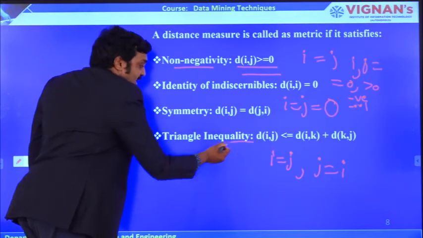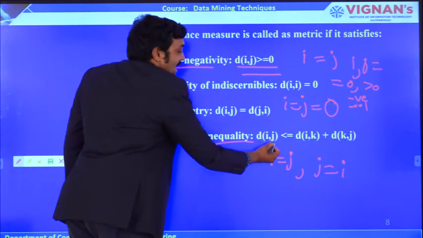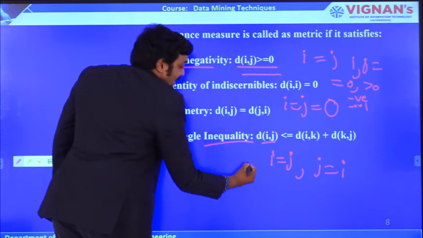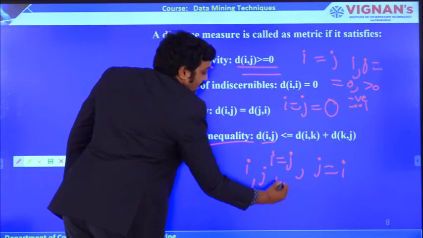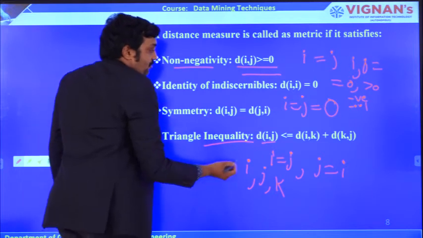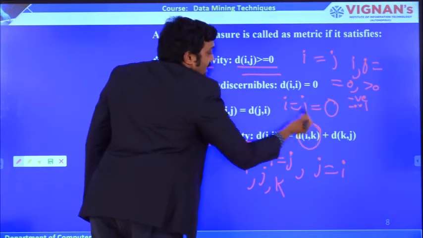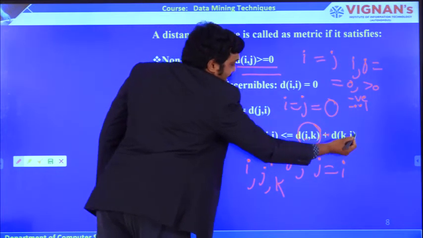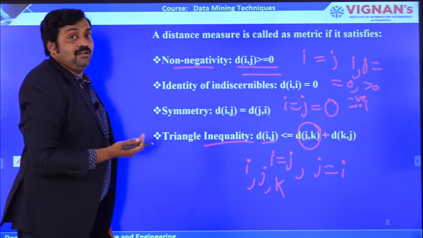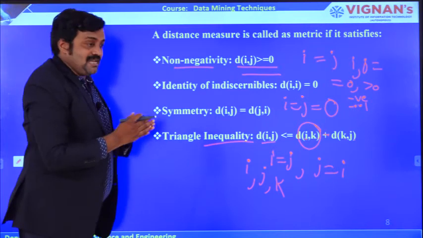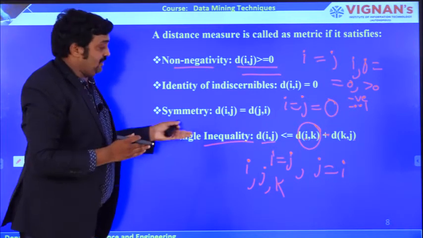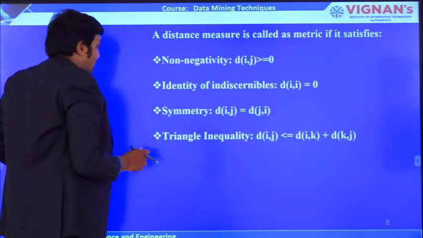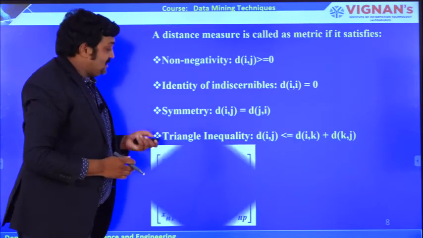Again, we have an inequality. With three objects i, j and k, the triangle inequality says the distance between i and j is less than or equal to the distance between i and k plus the distance between k and j. So there is a chance of dissimilarity when we go for the triangle inequality. With the help of these properties, we are going to measure the similarity.